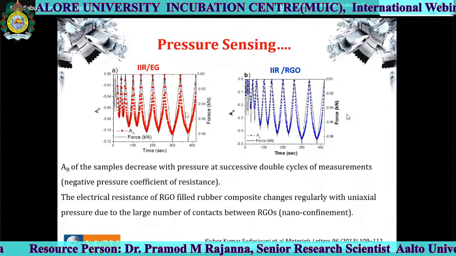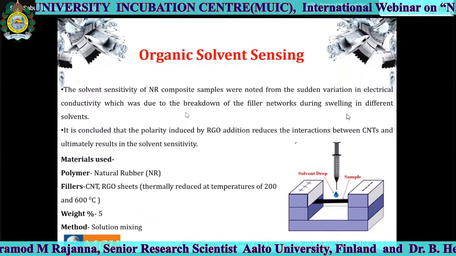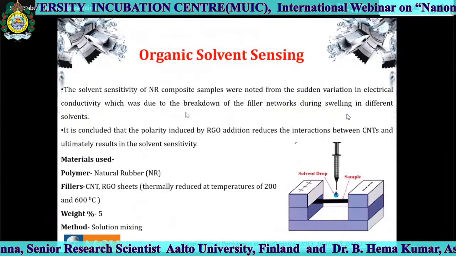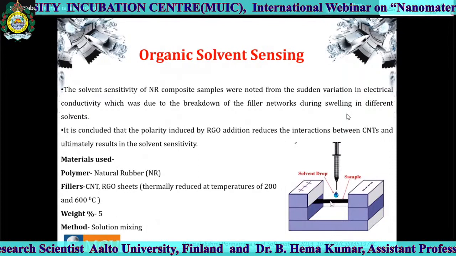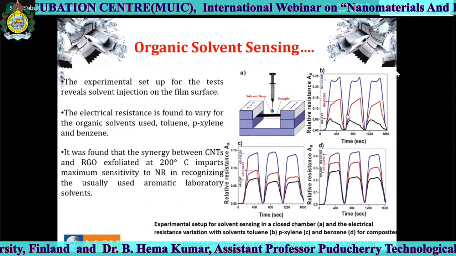We also made materials for sensing solvent. The earlier slide was pressure sensing. This is for sensing solvent. Look at a strip of rubber. This is actually natural rubber filled with carbon nanotube. It could be filled with graphene or a combination of carbon nanotube and graphene. I will show you the philosophy. Look at this slide. This we have published in Soft Matter.